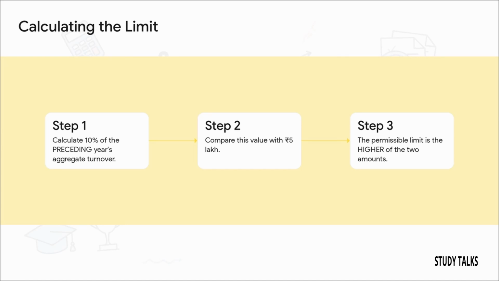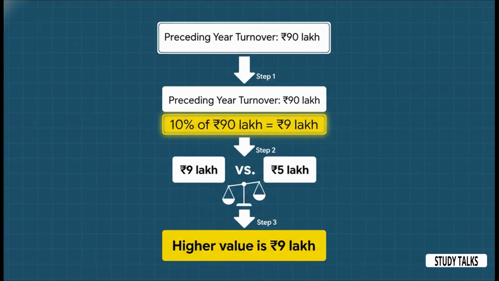Here's how you do it. Three easy steps. First, take 10% of the aggregate turnover from last year. Step 2, put that number right next to a flat 5 lakh rupees. And step 3, and this is the whole key to the question, you pick whichever one is higher. So let's plug in the numbers for Aladdin. Their turnover last year was 90 lakh. Step 1, 10% of 90 lakh is 9 lakh. Step 2, we compare 9 lakh to 5 lakh. Step 3, which one's bigger? 9 lakh, of course. And boom, there's your answer.